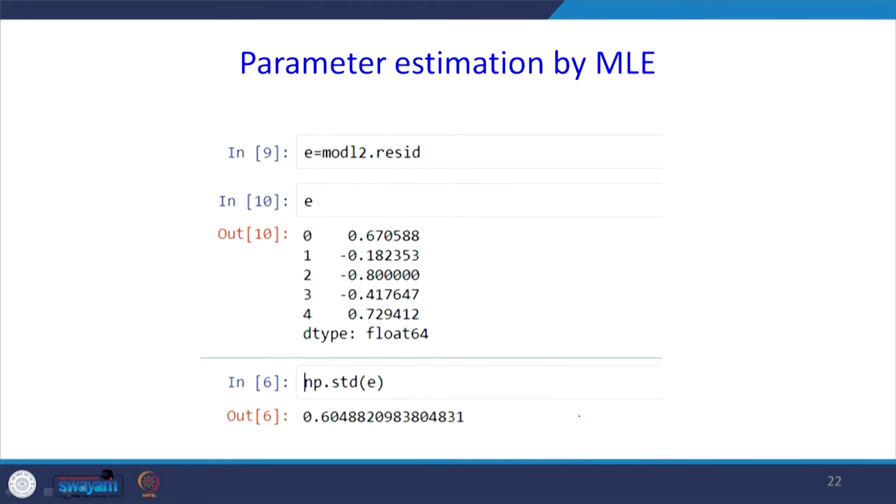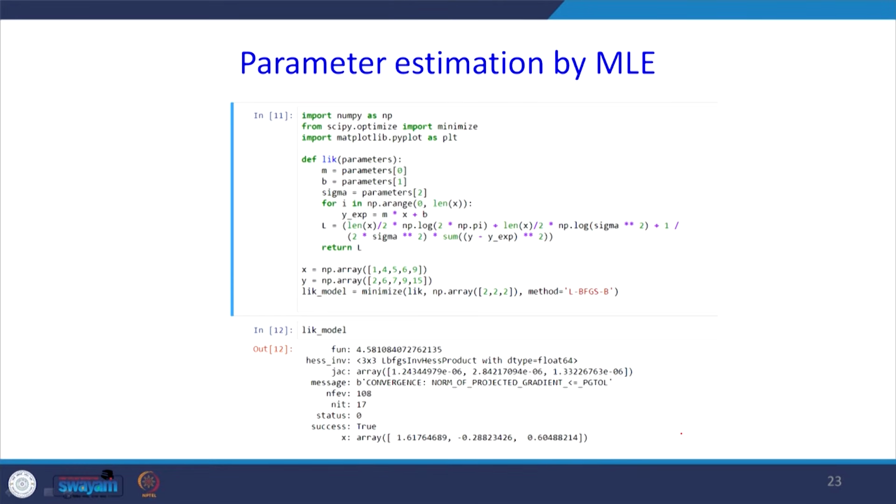The other parameter which is required for maximum likelihood estimation is the standard deviation of the error variable, that is, our error term. For that you can type E equal to mod L2 dot residual. If you get E, this is the error term. We have to find the standard deviation of this error term, and we got 0.06. This also we are going to predict. What are we going to predict? We are going to predict B0, B1 and this standard deviation of the error term using maximum likelihood estimation.